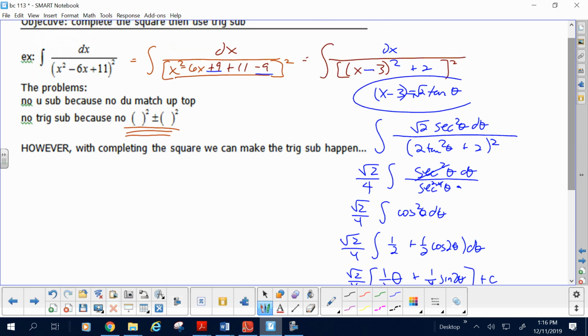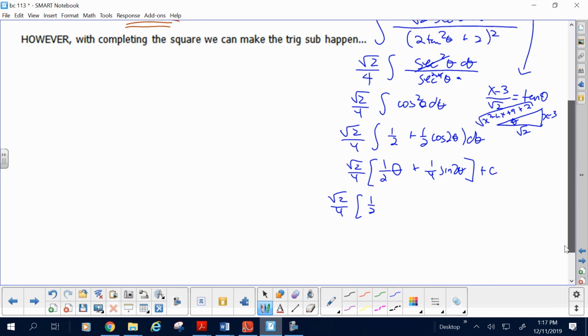Way back here, this implied as a ratio x minus 3 over root 2 equals tangent theta, yeah? If I isolate the trig statement, theta is the angle. What sides are being given? Opposite is x minus 3, adjacent is root 2. The hypotenuse is pretty gross, but what is x minus 3 squared? X squared minus 6x plus 9 plus root 2 squared. So x squared minus 6x plus 11. Does that look familiar? Yeah, that's in the original problem. It all traces back to them.